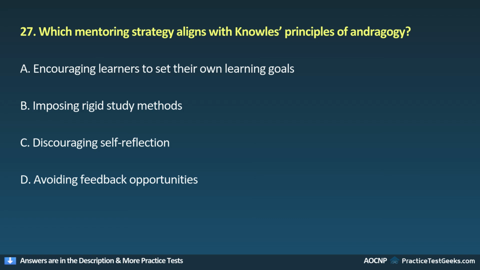27. Which mentoring strategy aligns with Knowles' principles of andragogy? A. Encouraging learners to set their own learning goals. B. Imposing rigid study methods. C. Discouraging self-reflection. D. Avoiding feedback opportunities.